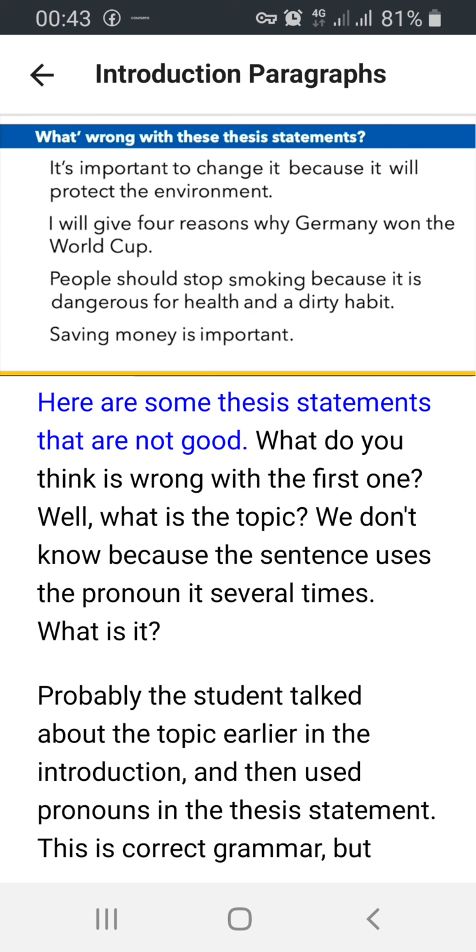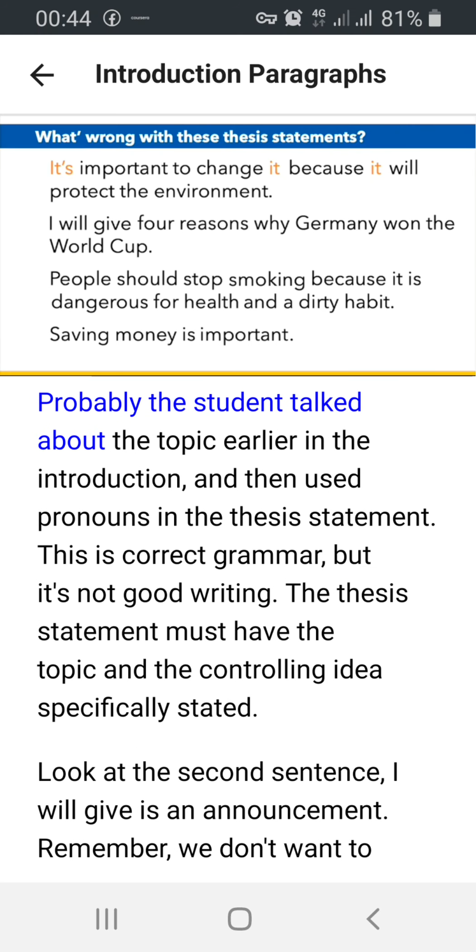Here are some thesis statements that are not good. What do you think's wrong with the first one? Well, what is the topic? We don't know because the sentence uses the pronoun it several times. What is it? Probably the student talked about the topic earlier in the introduction and then used pronouns in the thesis statement. This is correct grammar, but it's not good writing. The thesis statement must have the topic and the controlling idea specifically stated.